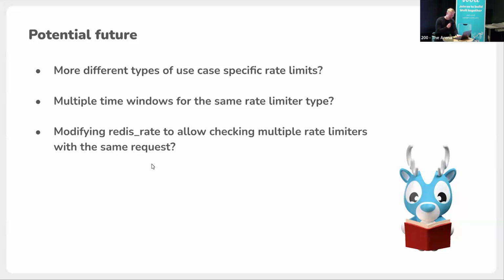If we want to tackle that again, see if we can do it better this time. What would be cool is having Redis rate, but since we have a bunch of different rate limits and more incoming, if we could run more than one in that same Lua script and get the responses for all of those at the same time. There are also other ideas, like maybe having multiple time windows for the same rate limits, which could fall into the same category.